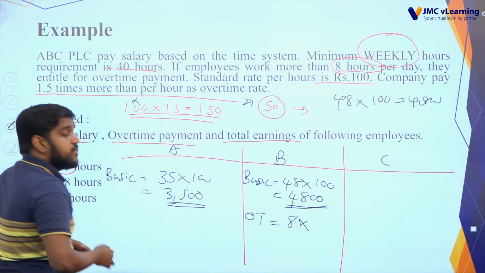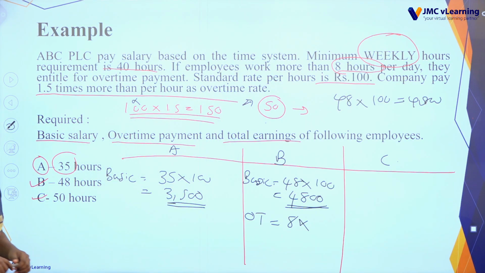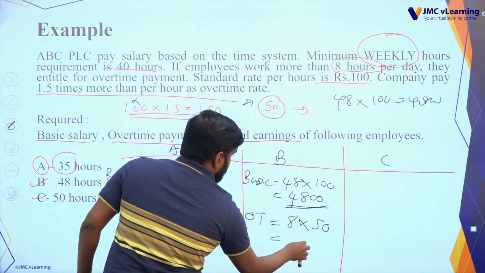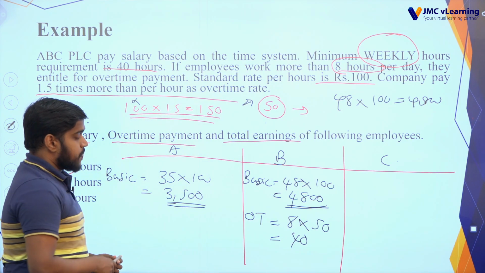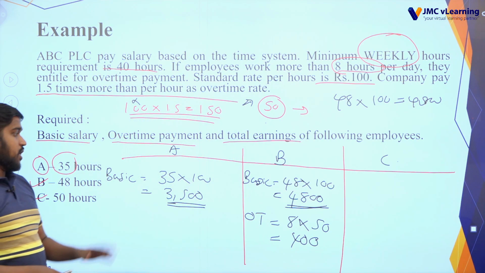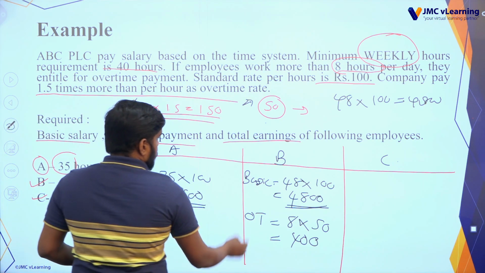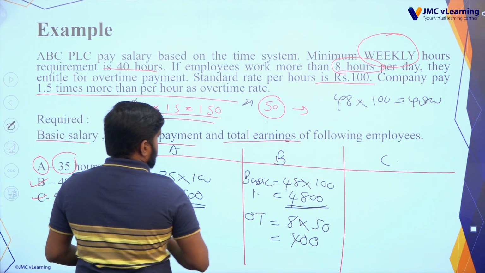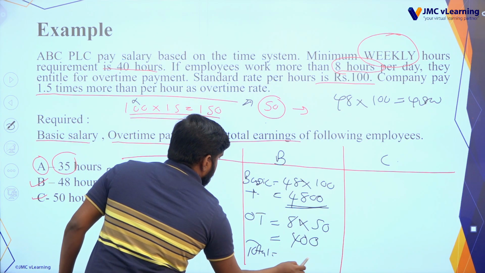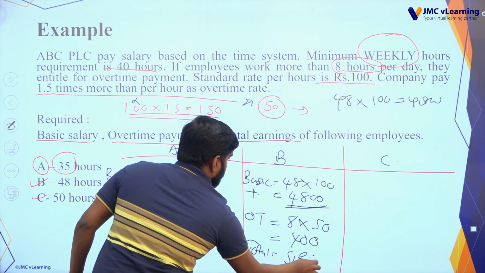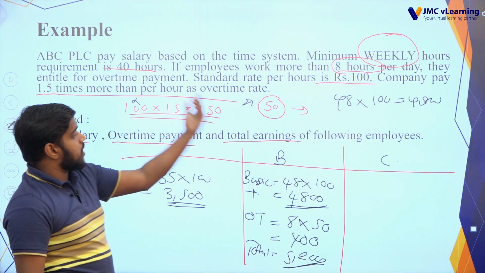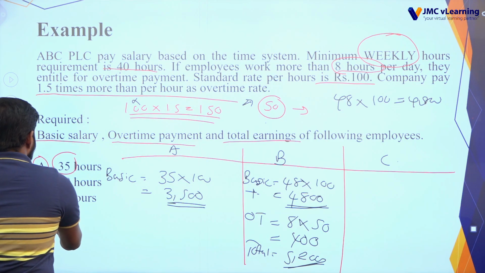This additional payment we can consider as what? Overtime payment. Then we need to multiply this 8 by 50. Then we can get OT as how much? 40 rupee. Sorry, 400 rupee. We can get 400 rupee as our overtime payment. And total earning is the summation of basic salary and OT. Then we can get total salary as how much? 5,200.